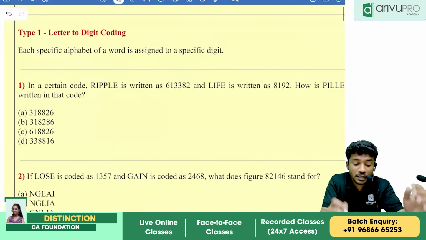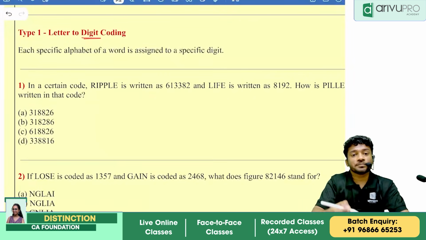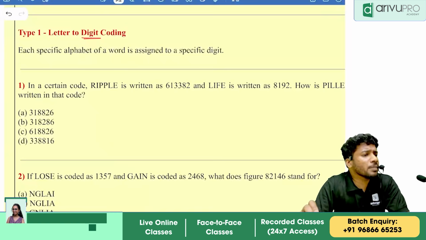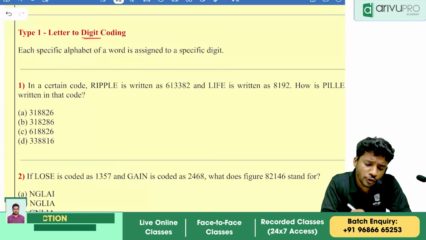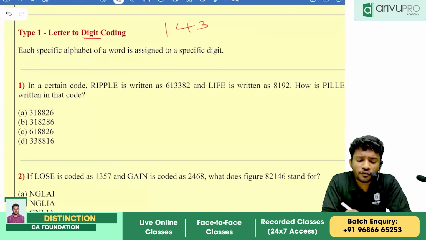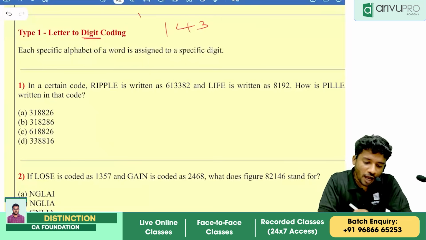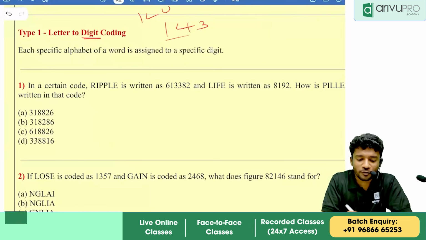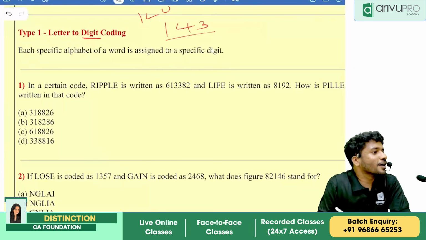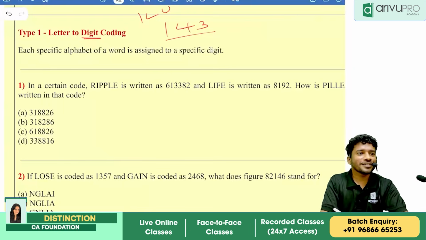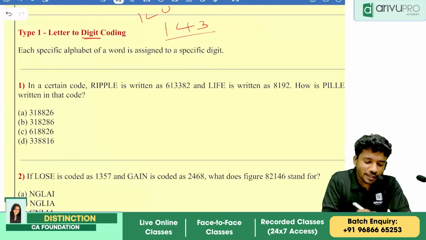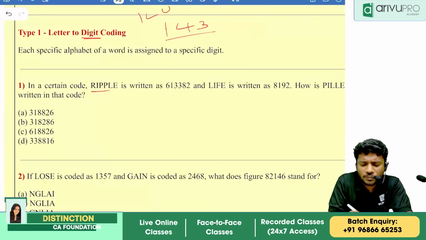First of all, people, letter to digit coding. Now, I will tell you a simple example. Long back, I used to say 1434, I love you. You will say what? 143. That is a code for I love you. Correct. Letter to digit coding. Similar to that, here is some letter to digit coding.